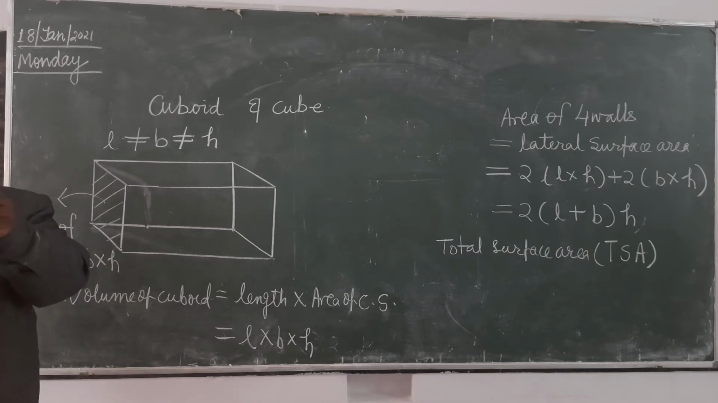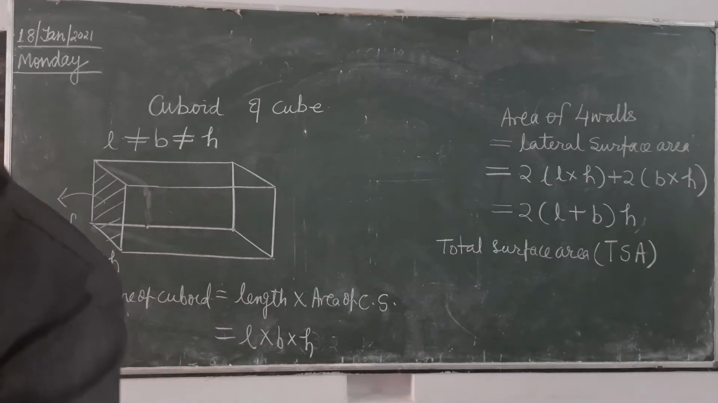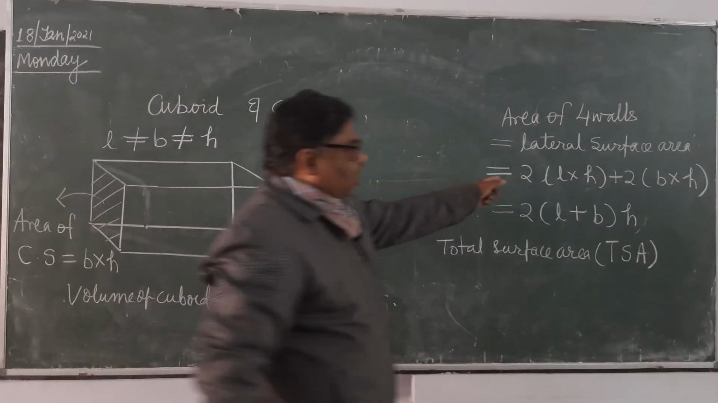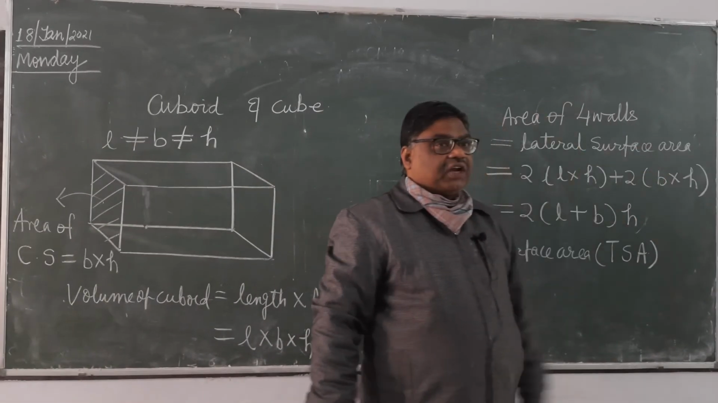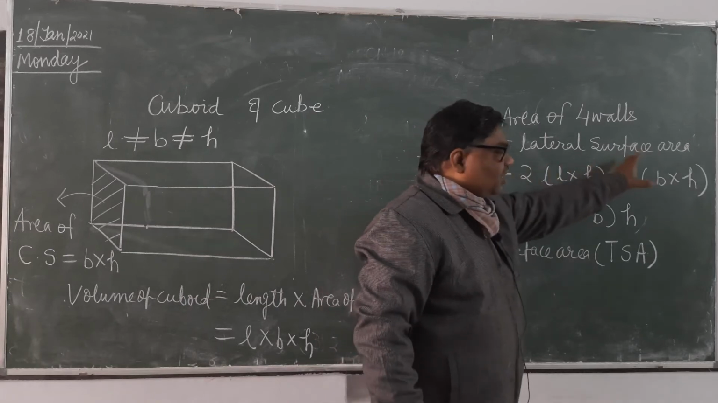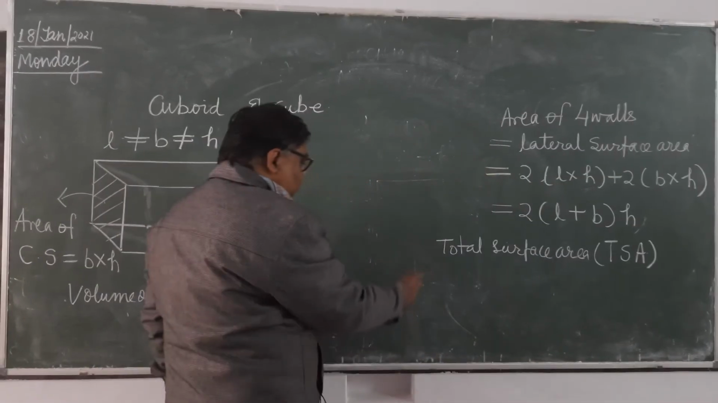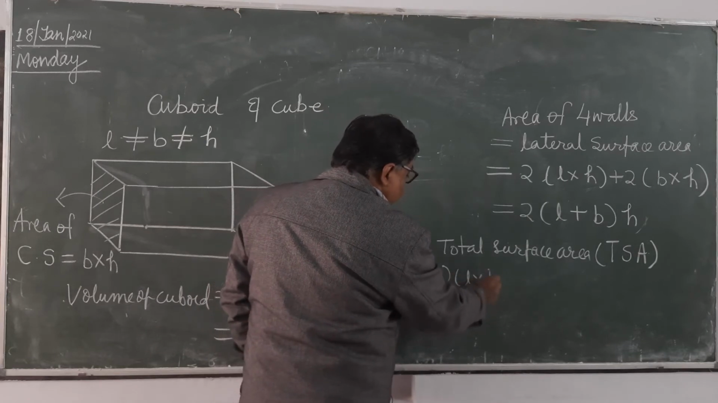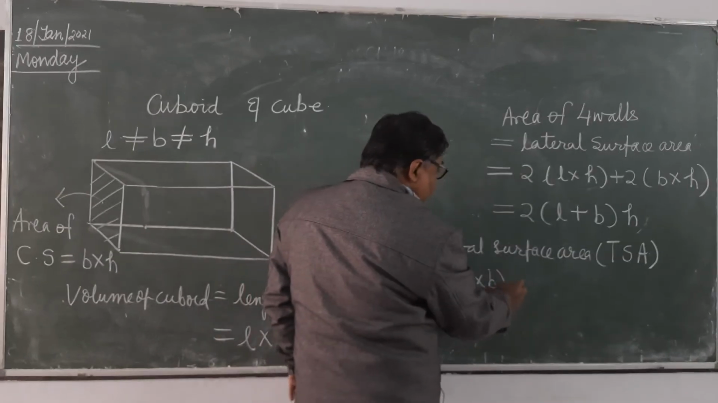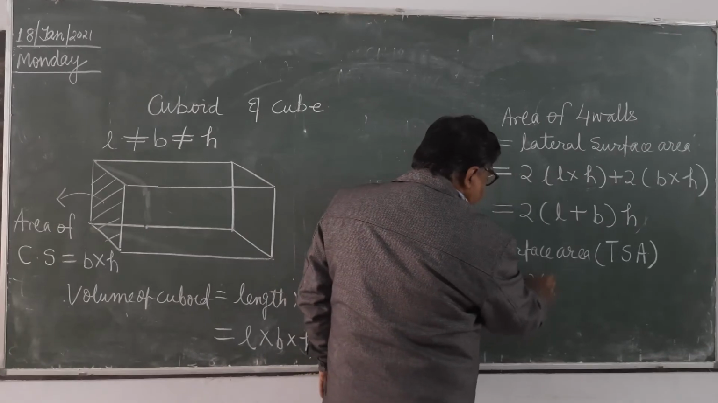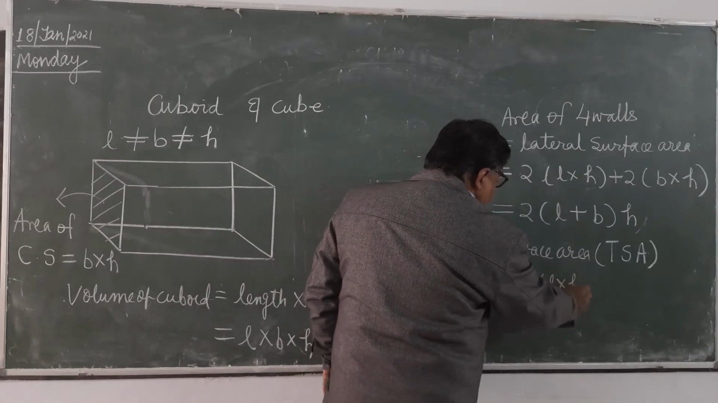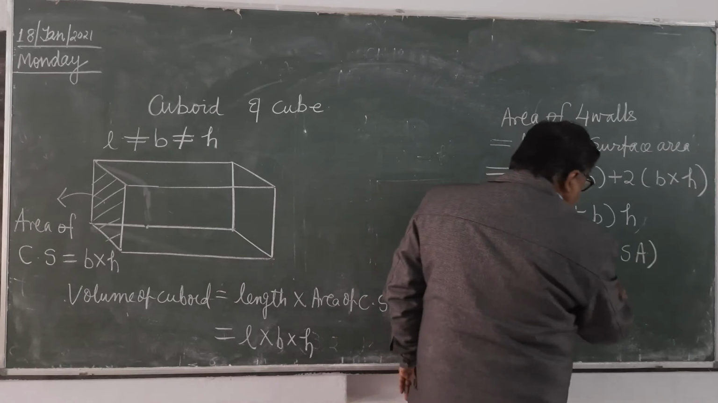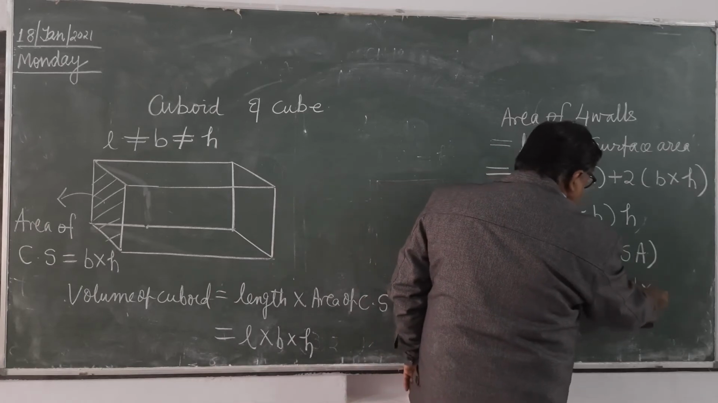This is L and this is B, so it will be L into B, and here also L into B. Means in this you will add how much? 2 times of L into B. So you write down 2 L into B, plus 2 times of L into H, plus 2 times of B into H.